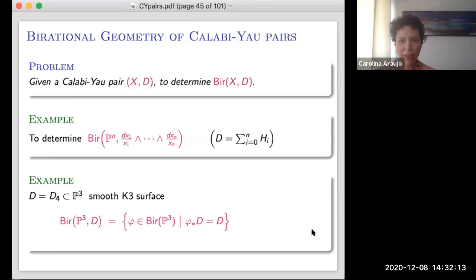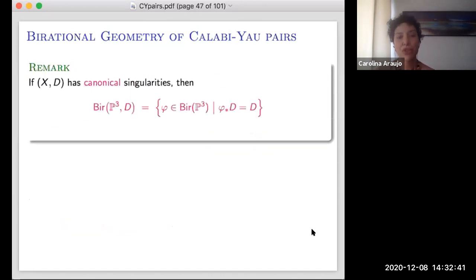And let me recall that my first definition of the birational group of the pair in this case was different. I defined it to be the group of birational self-maps of P3 that stabilize D, but it turns out that in this case, this is the same thing as preserving the volume form omega D. So these two definitions, in fact, coincide.